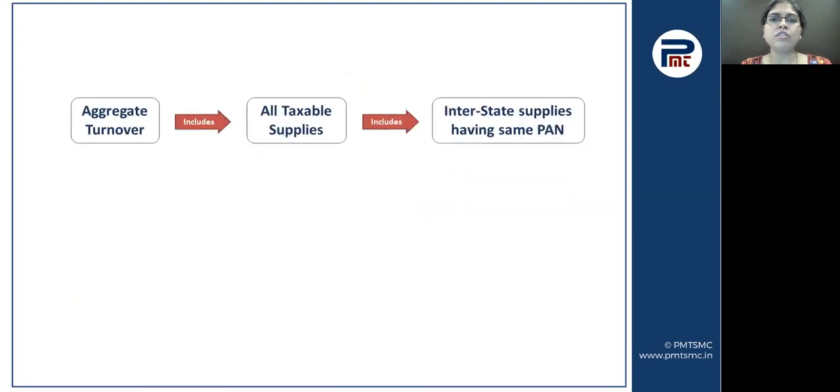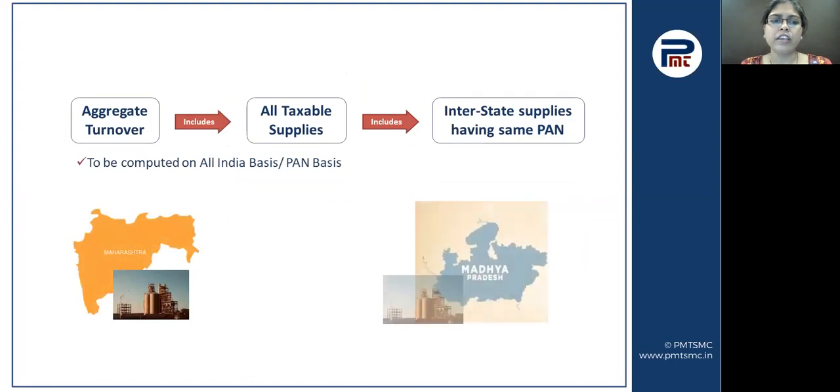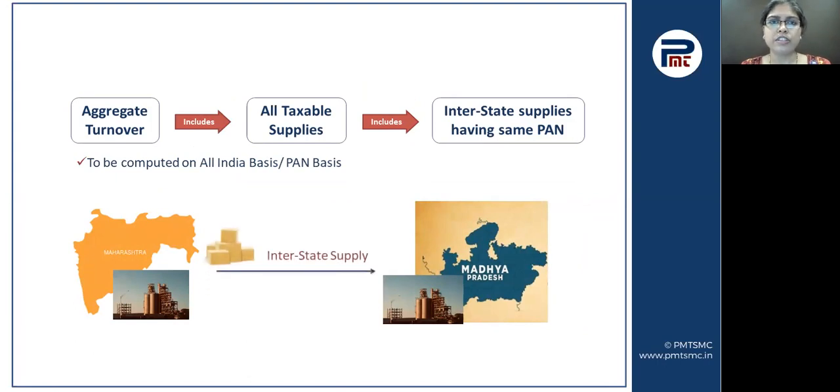Lastly, it includes the interstate supplies having the same PAN, to be computed on all India basis or PAN basis. What do you mean by interstate supplies having the same PAN? For example, if an assessee is having a factory in Maharashtra as well as in Madhya Pradesh, then any supply of goods or services from one state to another state, the value of such transaction has to be included while calculating the aggregate turnover.